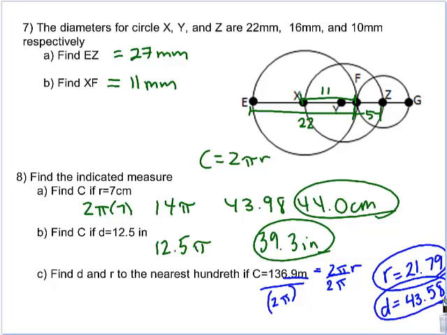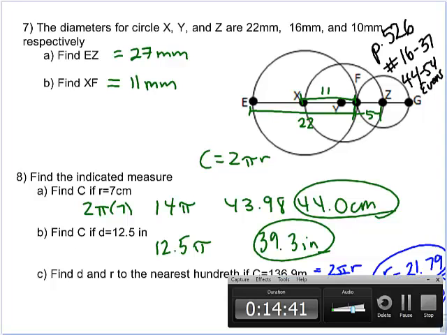Cool. Got it? Is that it? I think that's it. Why not? Yeah, why? Page 526, you're doing 16 through 37, 44 through 54 evens. You sure that doesn't say extra credit?